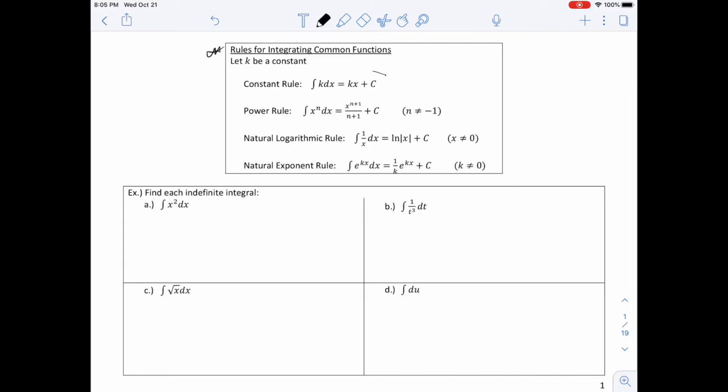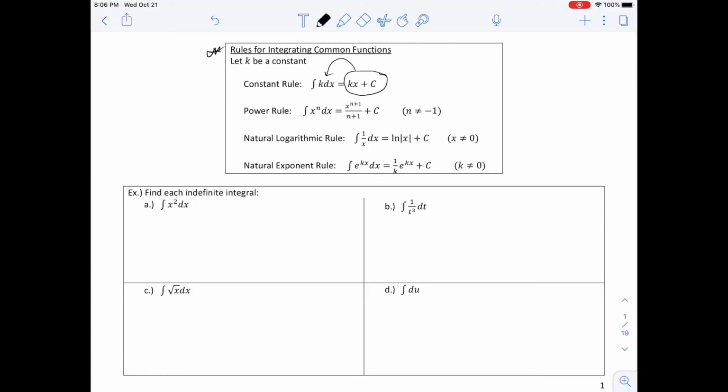If you were to take this function right here that I've circled and take the derivative of it, you would wind up with that integrand that we had at the beginning. The next rule is called our power rule. The power rule says the integral of x to the n dx is equal to x to the n plus 1 divided by n plus 1, provided n does not equal negative 1. And then we have a plus c, which is just a constant.